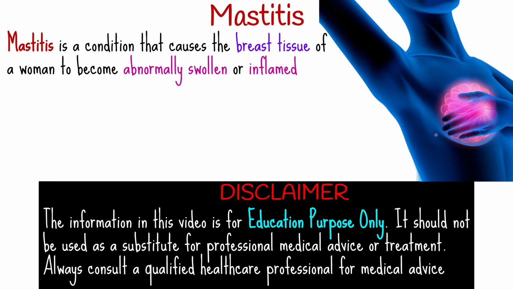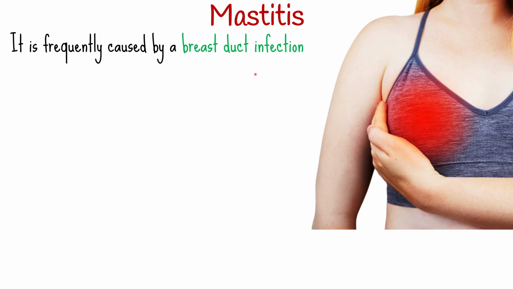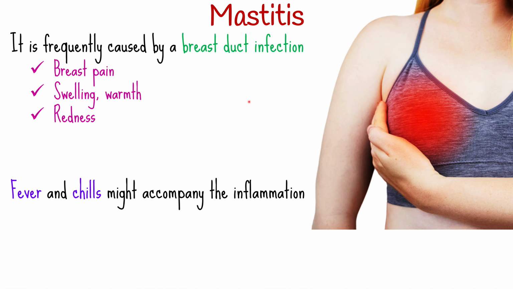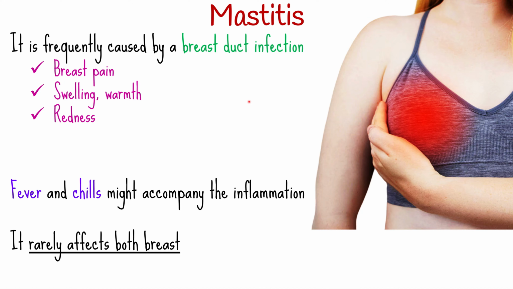Mastitis is a condition that causes the breast tissue of a woman to become abnormally swollen or inflamed. It is frequently caused by a breast duct infection. Breast pain, swelling, warmth, and redness are the result of inflammation. Fever and chills might accompany the inflammation. It can affect both breasts in rare situations.